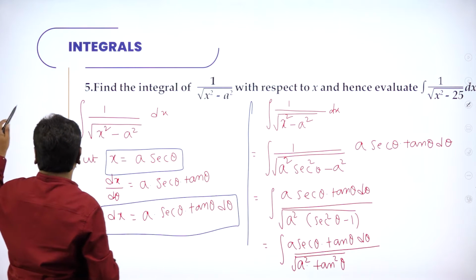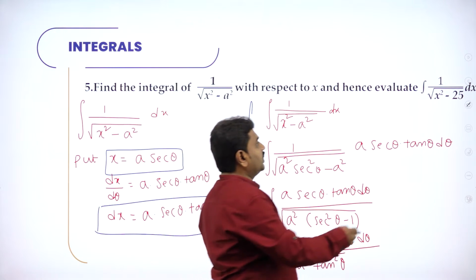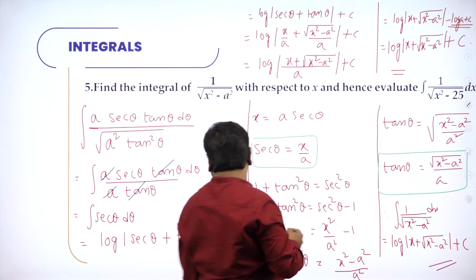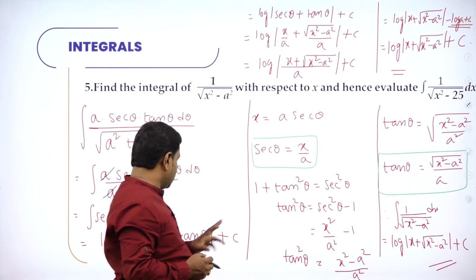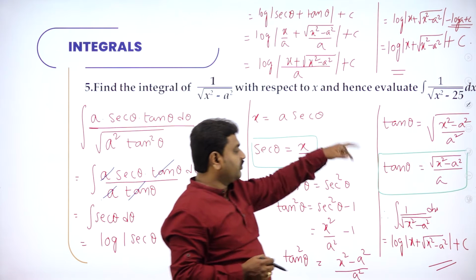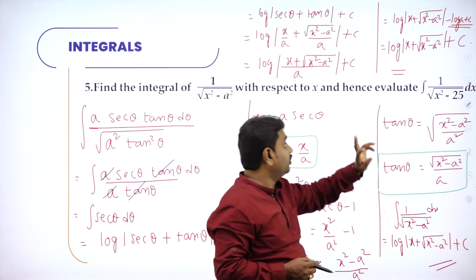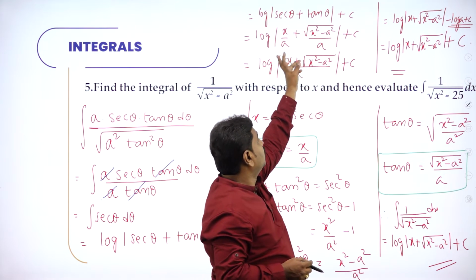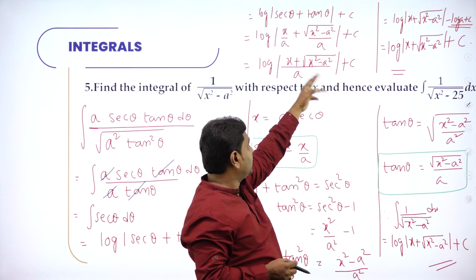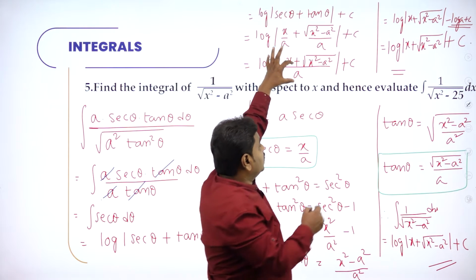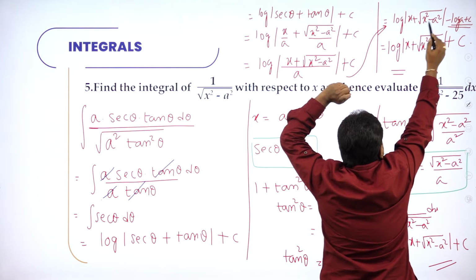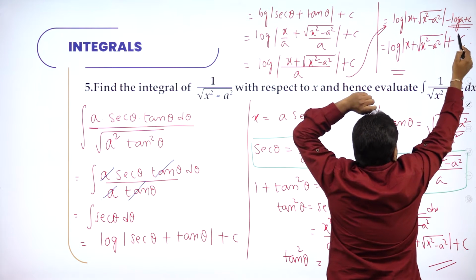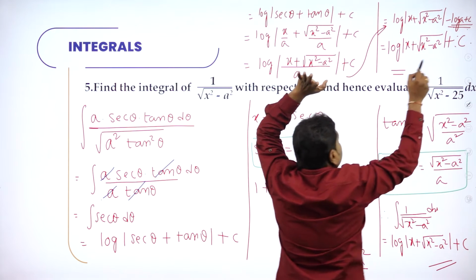All of you know the integration of secant theta is log of mod of secant plus tan. In the place of secant put x by a, and derive for tan. Tan will become root of x square minus a square by a. Both have the same denominator a, so take the LCM. Now this is critical. Here I am writing log a by b as log a minus log b. When I see these two are constants, I will put one constant c. So this is the answer.